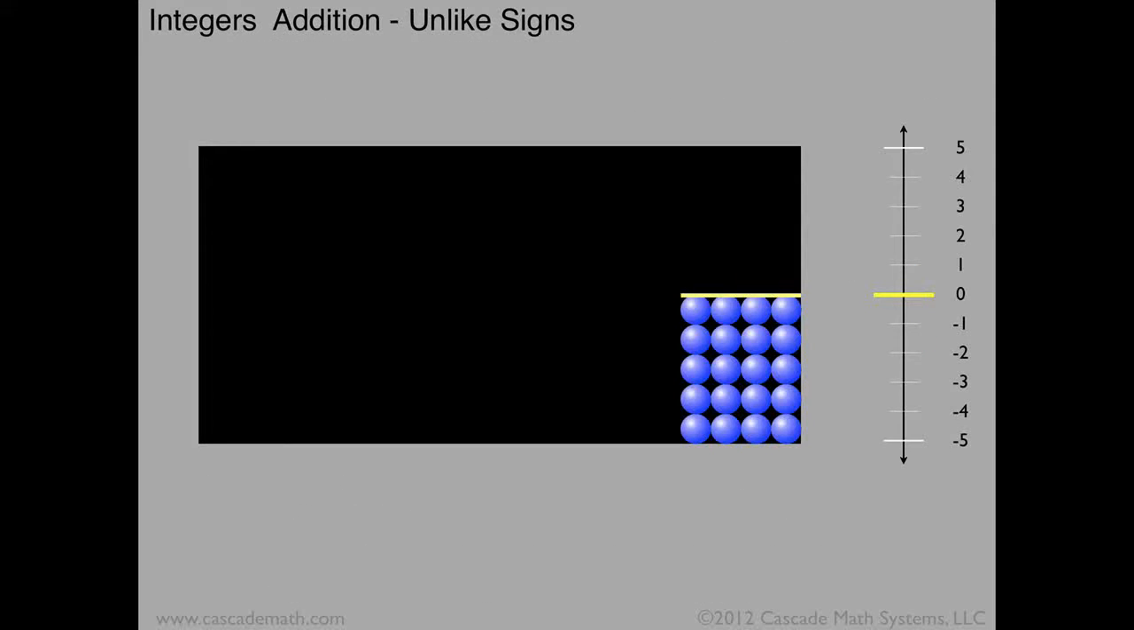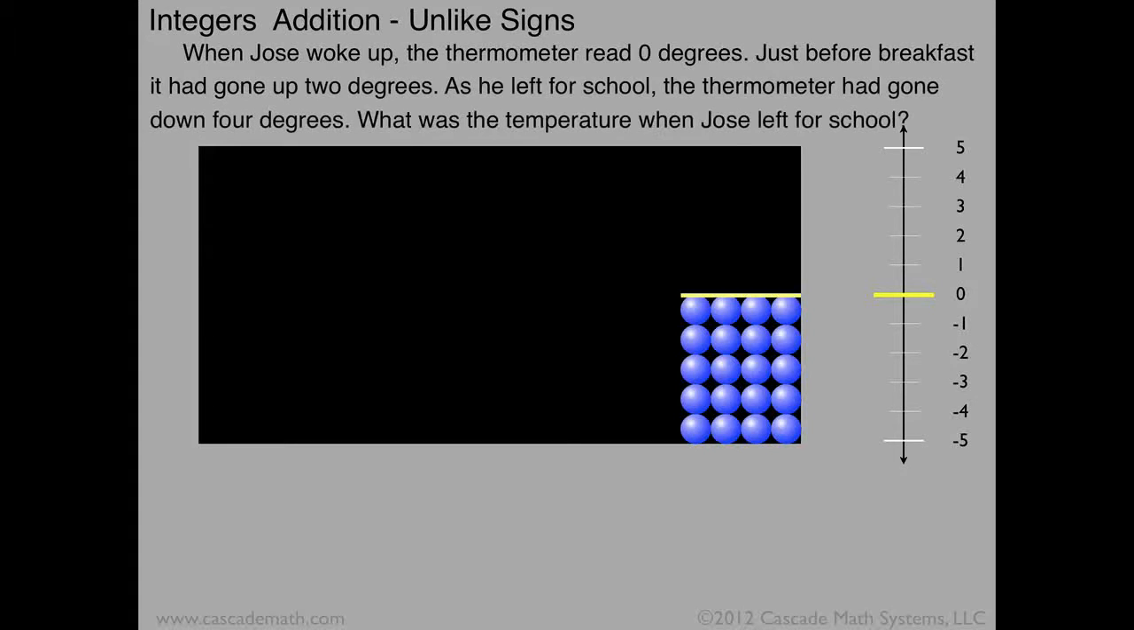Let's work another problem. This time I'll start it and let you finish it. Remember to reset your trays before we start. When Jose woke up, the thermometer read 0 degrees. Just before breakfast, it had gone up 2 degrees. As he left for school, the thermometer had gone down 4 degrees. What was the temperature when Jose left for school?